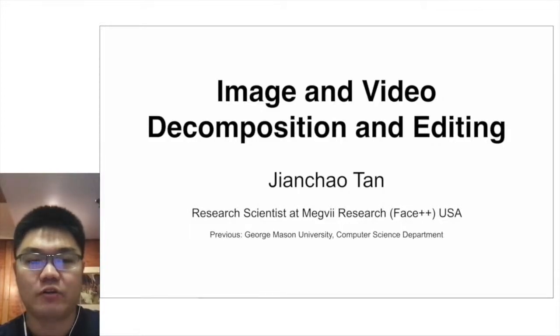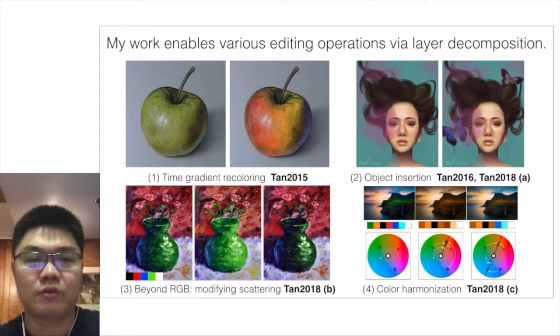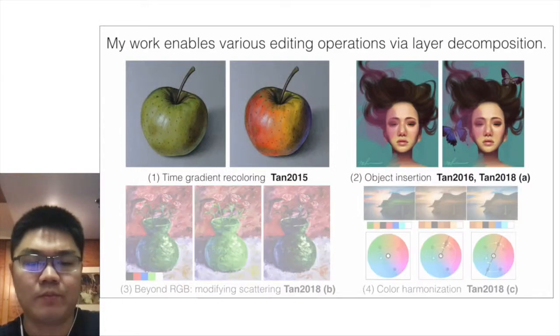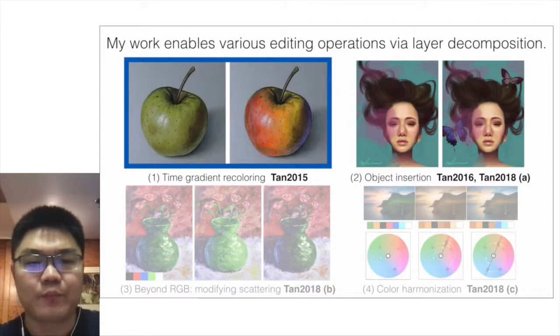Hello everyone, I'm Jianchao Tan, research scientist at MacVI Research USA. Previously, I was a PhD student in the George Mason University Computer Science Department. My thesis work focuses on image and video decomposition and editing. My work can enable various image and video editing operations, such as time gradient recoloring, object insertion, modifying pigment scattering, and palette-based color harmonization. Today, I will focus on the first three projects.